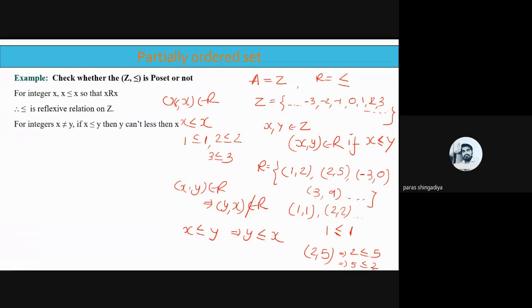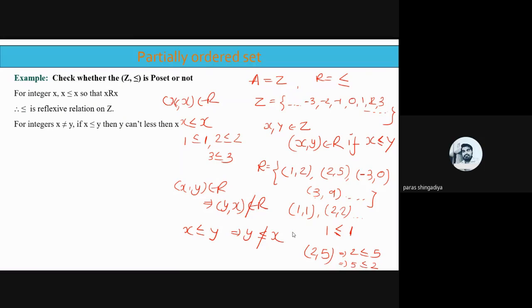In which case will it be true? For the reflexive case, for example 1 less than or equal to 1, 2 less than or equal to 2, 3 less than or equal to 3. For this case it will be true, but for all other possibilities it will never be true. So y can't be less than or equal to x. You can consider any example for that. Here I consider 2 and 5, so 2 is less than or equal to 5, but we cannot say 5 is also less than or equal to 2. Here 3 is less than or equal to 9, so 9 is not less than or equal to 3. Clear? So y can't be less than or equal to x.